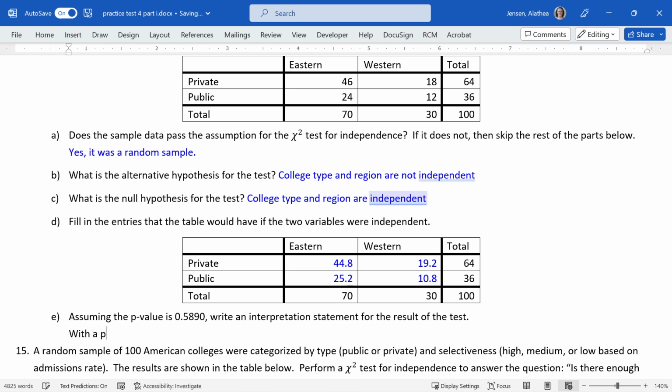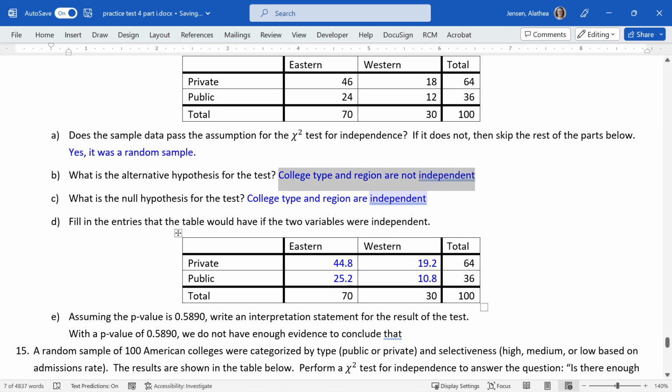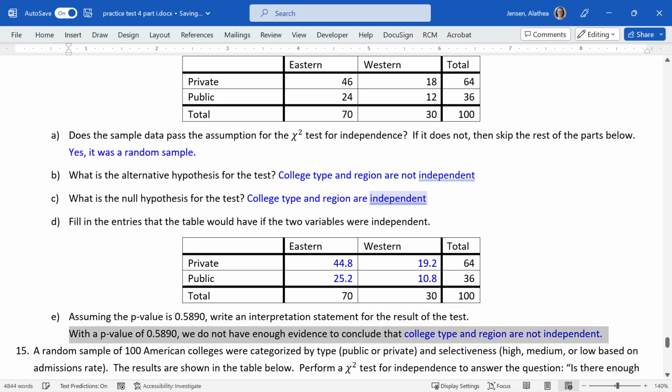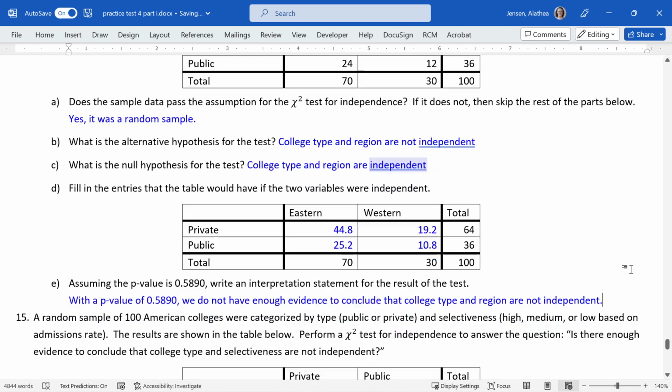So with a p-value of 0.5890, we do not have enough evidence to conclude that, and then I'll put my alternative hypothesis, and that is it. All right, so the last question of this type.